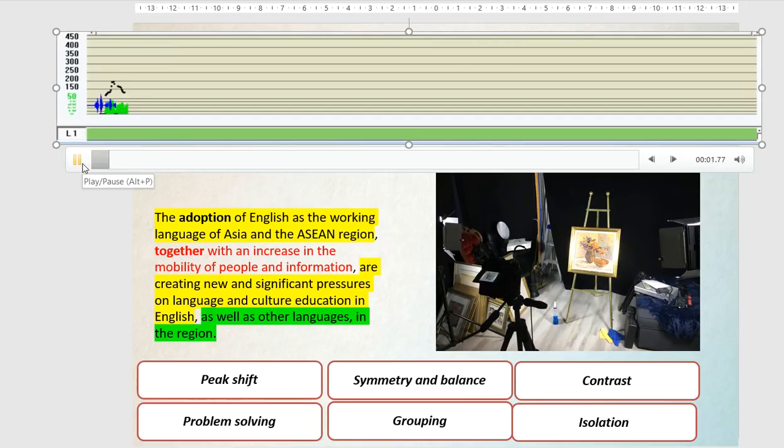The adoption of English as the working language of Asia. The adoption of English as the working language of Asia. He still has to say and the Asian region, notice. I wonder whether it will drop further. Okay, so the adoption of English as the working language of Asia, right? So it's building this group.